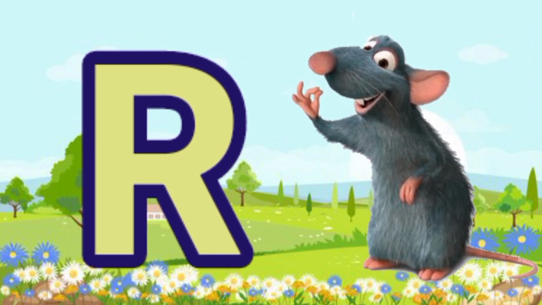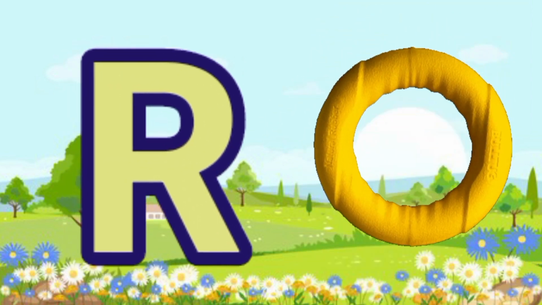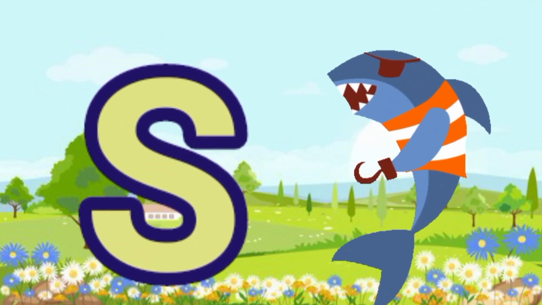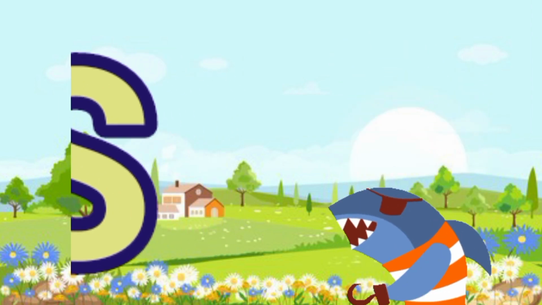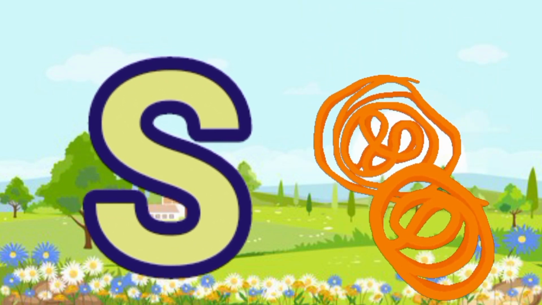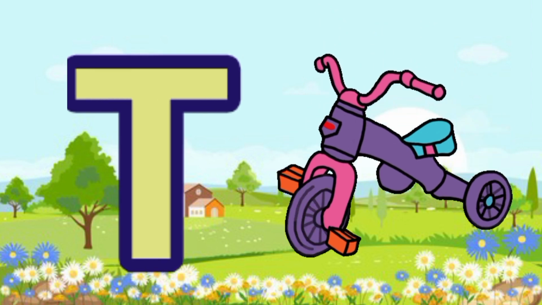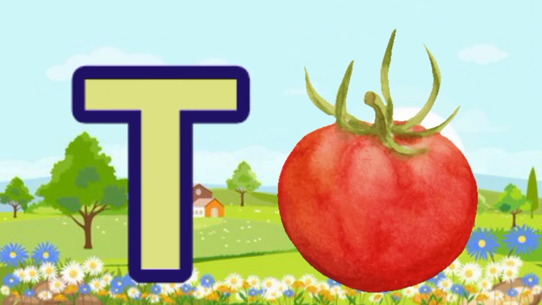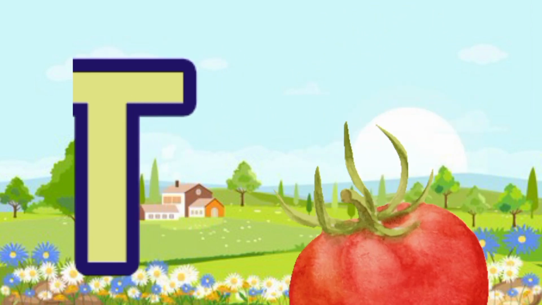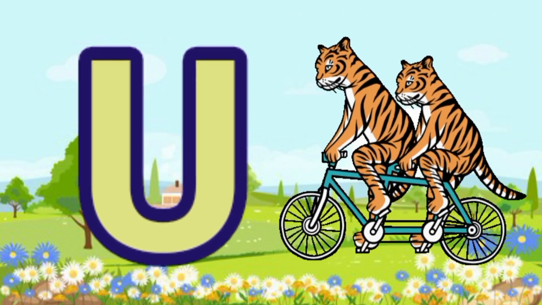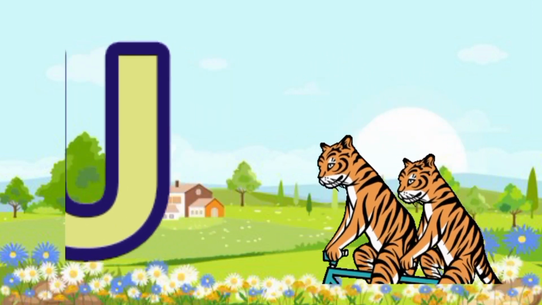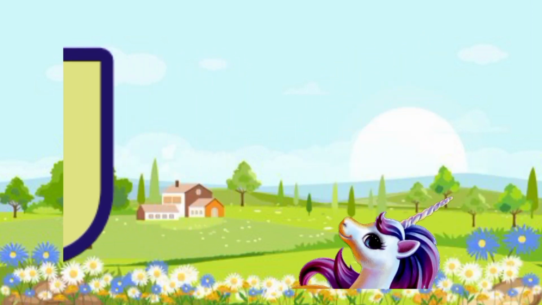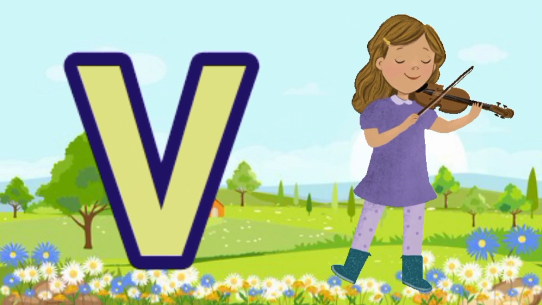R for rat. R for ring. S for shark. S for sweets. T for toy. T for tomato. U for unicycle. U for unicorn. V for violin.